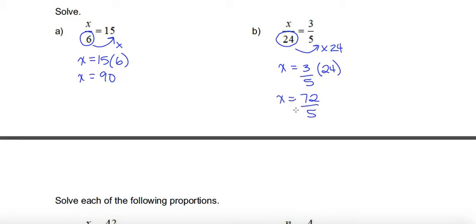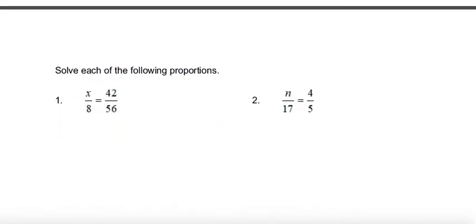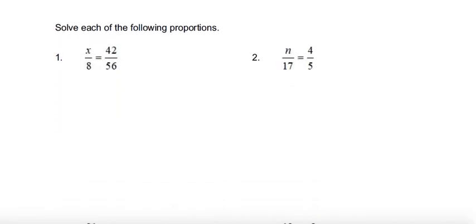So we can keep it as this fraction, and this fraction is in lowest terms, or if you really wanted to convert that into a decimal number, you just take your numerator, so your 72, and divide by your denominator, so 72 divided by 5, and you'll get 14.4. So either of these versions of the answer would be acceptable. So now we're going to solve for these proportions.